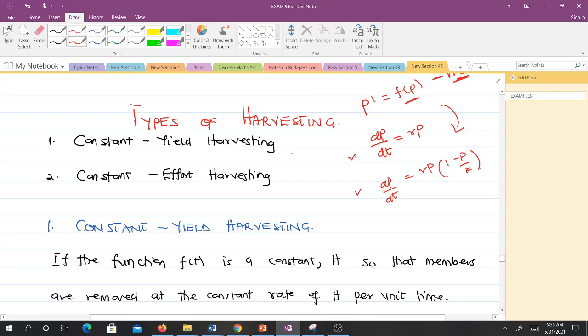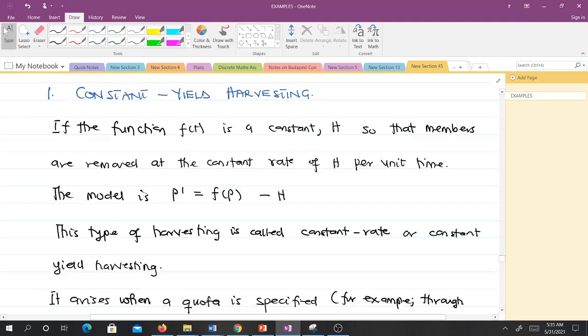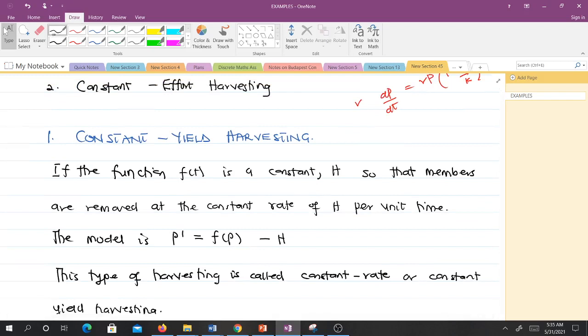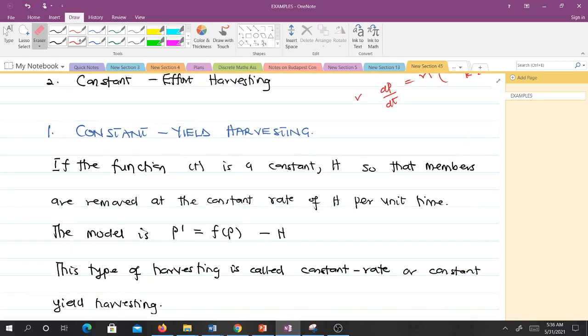Let's take the first one, the constant yield harvesting. If the function h of t that we introduced is a constant h, so that members are removed at the constant rate of h per unit time, then the model is given by P prime is equal to f of P minus h.